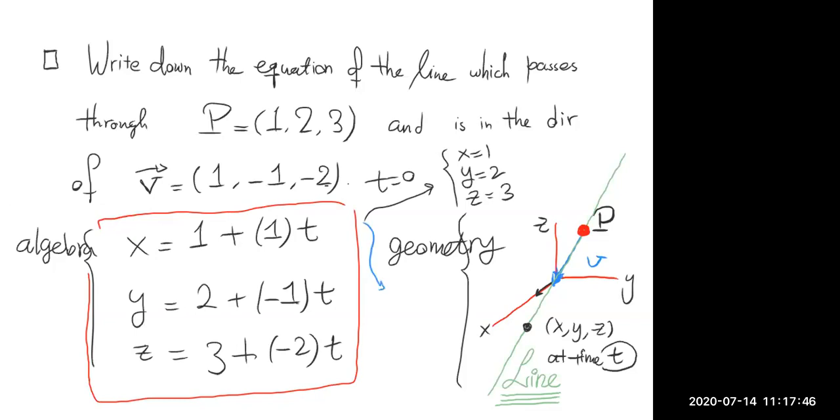Where is this point at time t equals 1? Well, let t be equal to 1. x would be 1 plus 1 times 1, it's 2. y is 2 plus 1 times minus 1, it would be 1. And z would be 3 plus 1 times minus 2, which is 1. This new point, let's call it Q, would be somewhere around here.